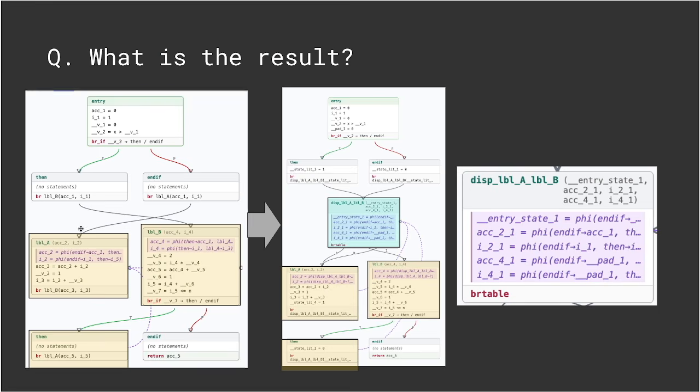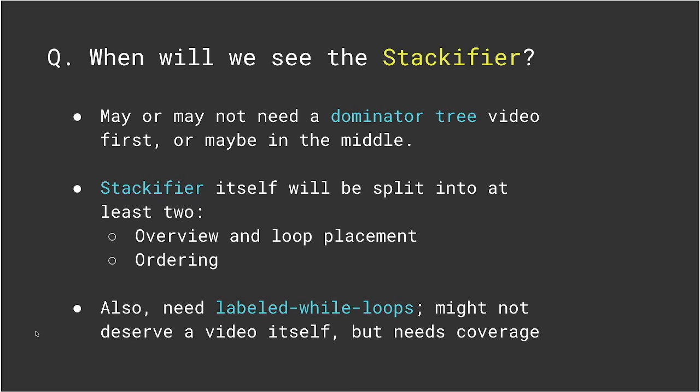Right, so what is the result? I guess going back to the previous slide, the whole process essentially boils down to, okay, you detect an irreducible graph, you add an extra block here, then make this block the sole way to get into the nodes that used to be the entries, and then now your graph is reducible.